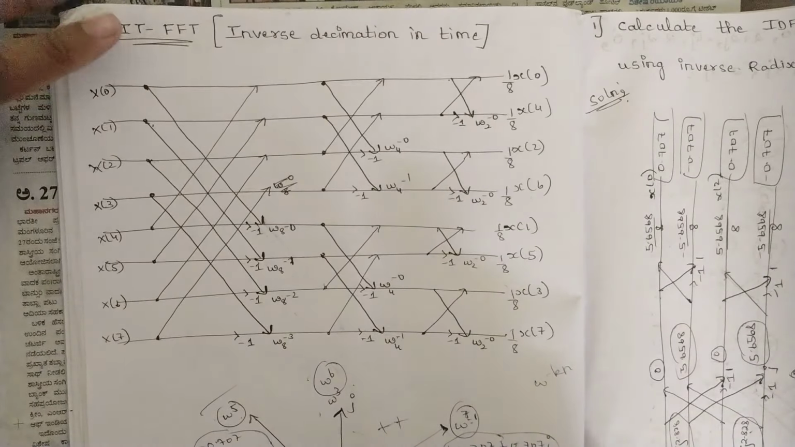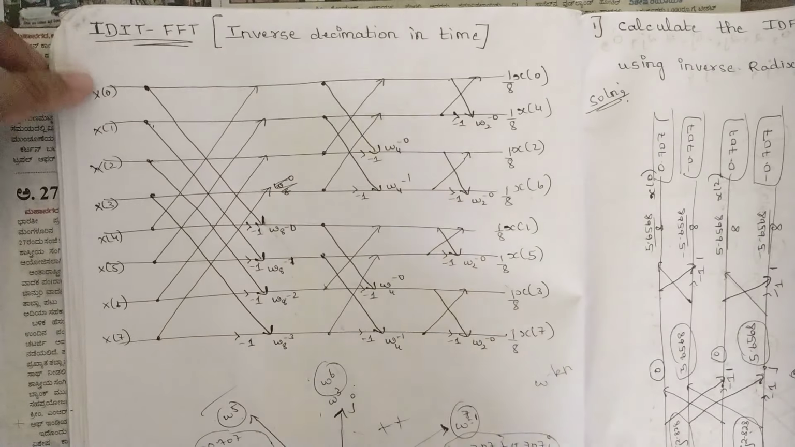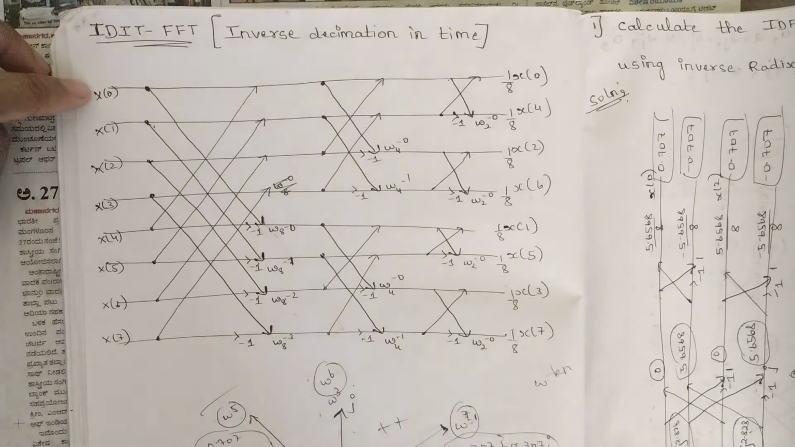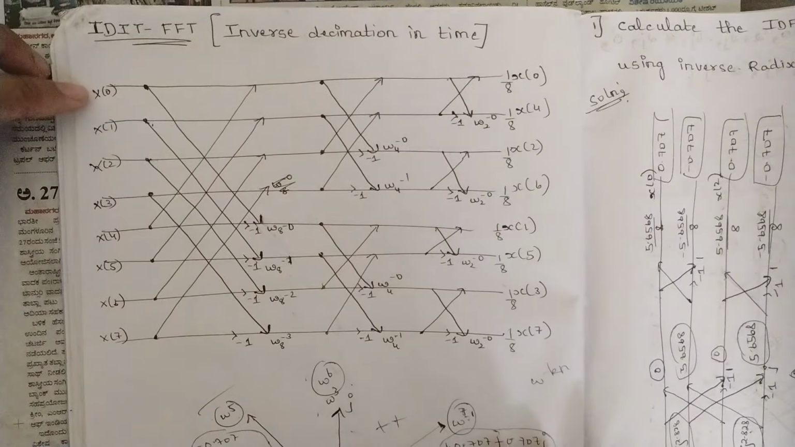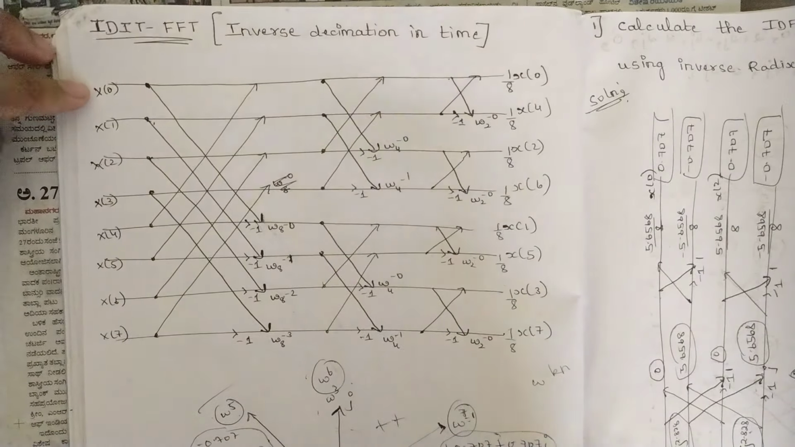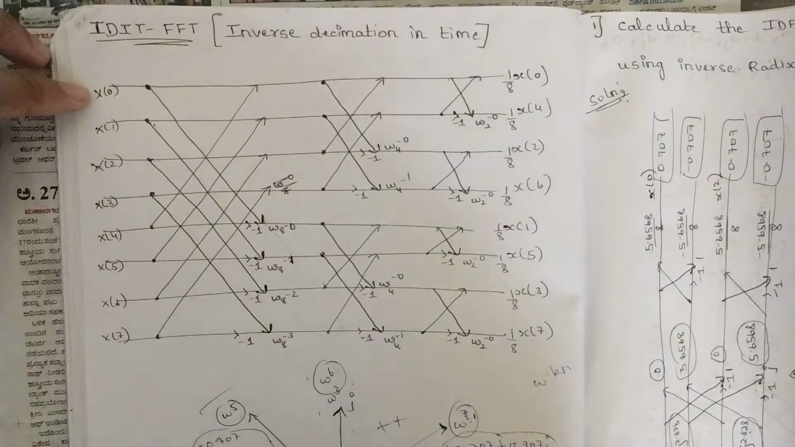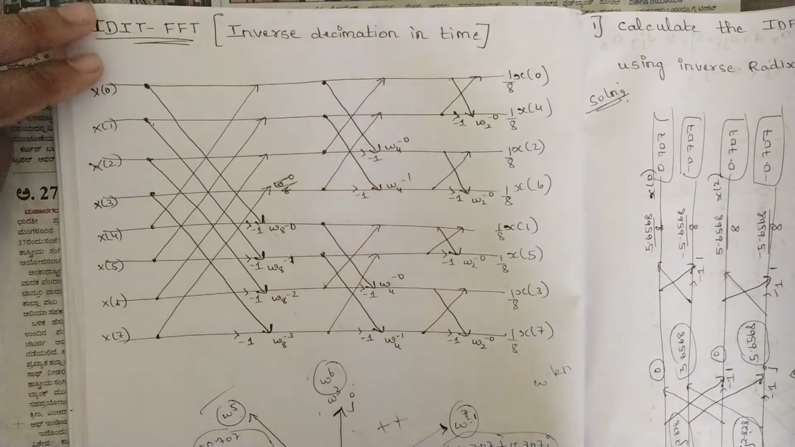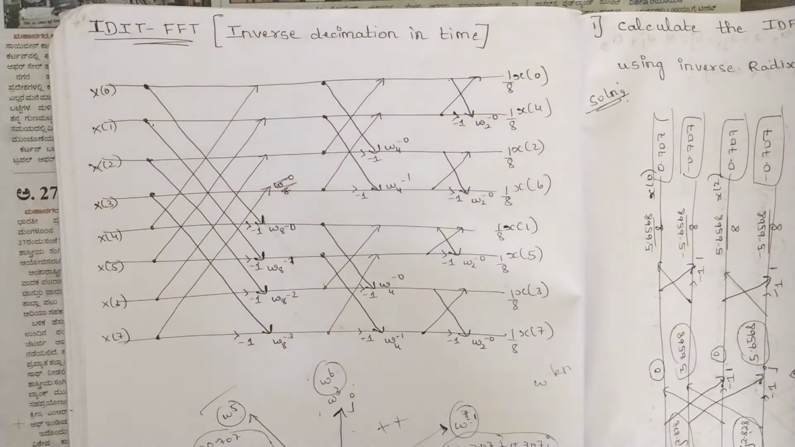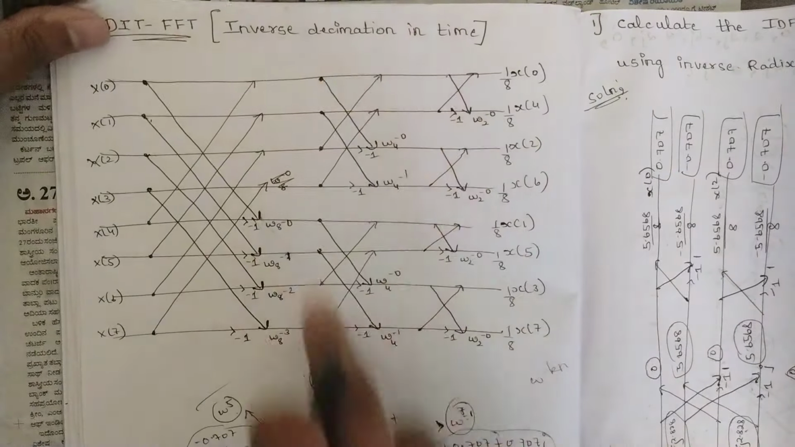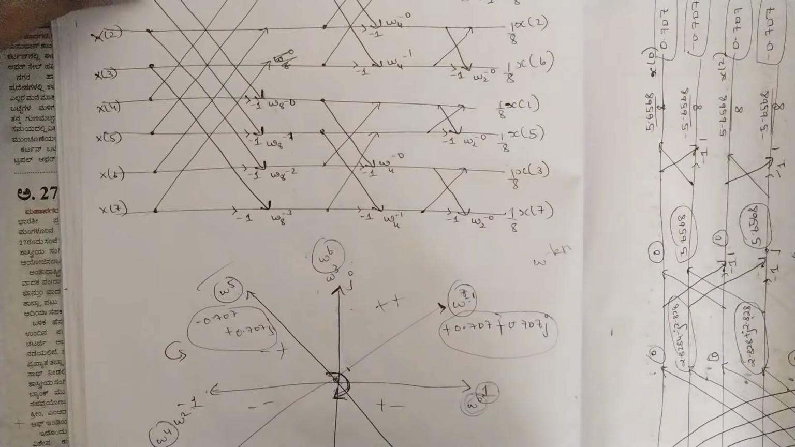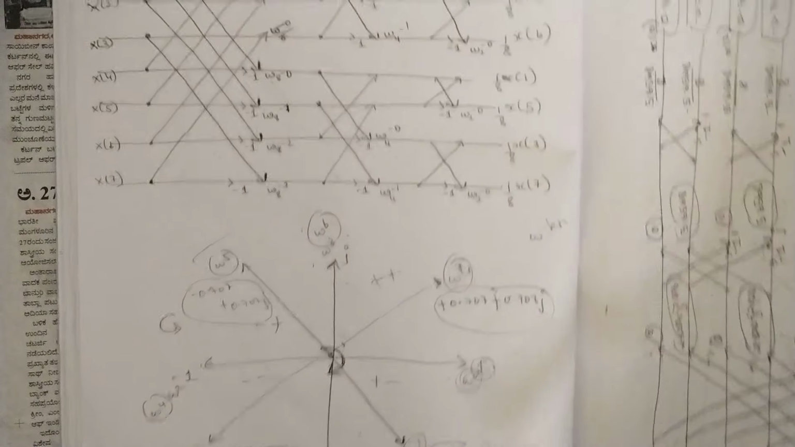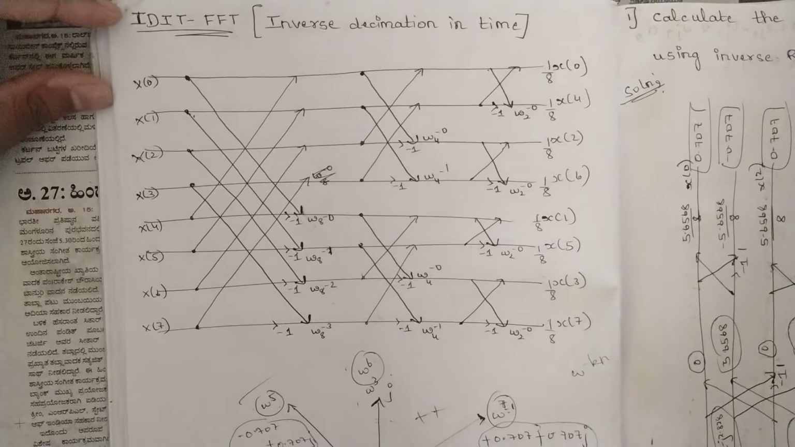Here in the IDIT-FFT algorithm, inverse decimation in time, in the last session we discussed an 8-point DFT. Considering that in mind, I have drawn one structure for the 8-point IDFT here. I am going to explain the structure as well as this graph, which I already explained in the last session, again.